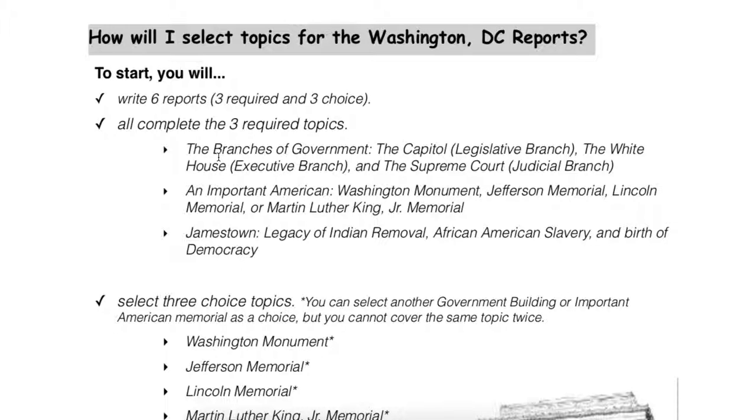You're going to write on the 3 branches of government, an important American, and that is the memorials that memorialize these important Americans, Washington Monument, Jefferson Memorial, Lincoln Memorial, and the Martin Luther King Jr. Memorial. And then we're going to write one on Jamestown. And Jamestown's important because of its legacy that it left for America. And 2 of them are negative legacies, and that's the removal of Native people, and of course the institution of slavery, but you could see this as a positive one, is the birth of democracy. It came out of Jamestown.